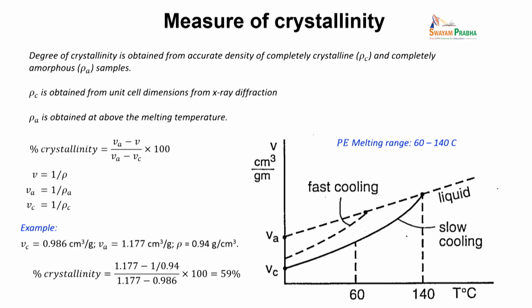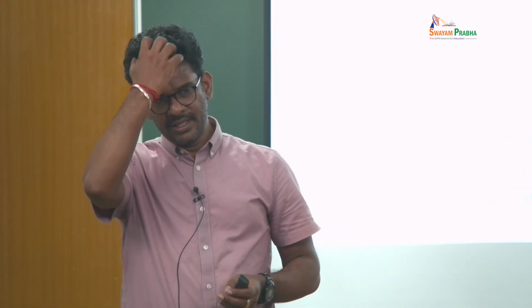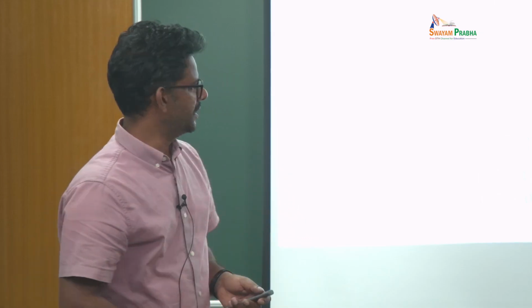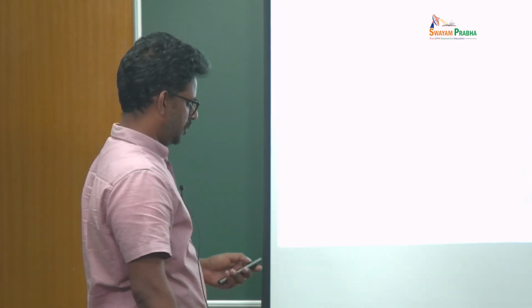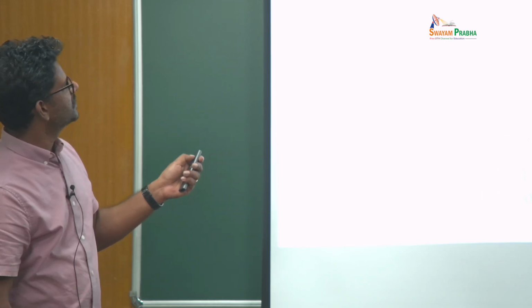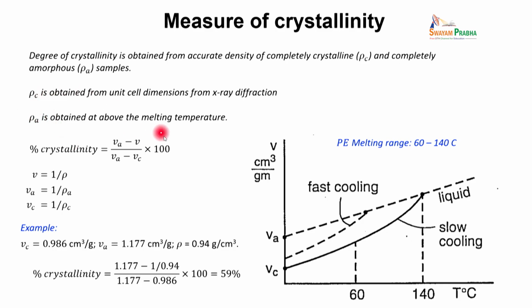So I have been telling you about crystalline polymer, semi-crystalline polymer, and is there a way we can actually quantify them? Can we say this polymer has a particular percentage of crystallinity, right? So there is a way we can actually measure them. To measure this, we need certain quantities. We need the density of complete crystalline polymer. We also need the density of amorphous sample.